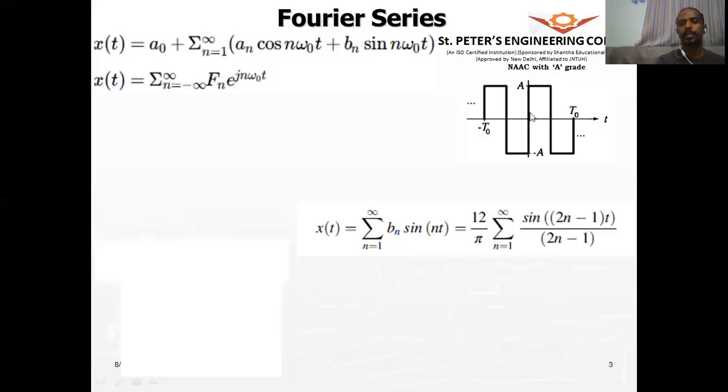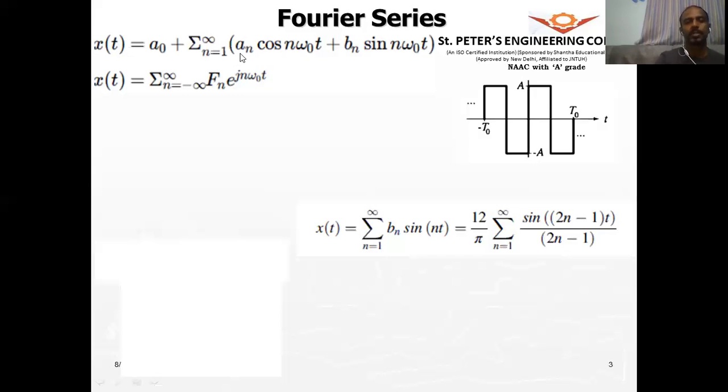Can you tell whether the signal is even or odd? And is it real or imaginary? The signal is purely real. There are no j terms in that. And the signal is an odd signal. So the signal is not an even signal. The signal is an odd signal. For such a signal, we have to find the Fourier series by using the trigonometric function.